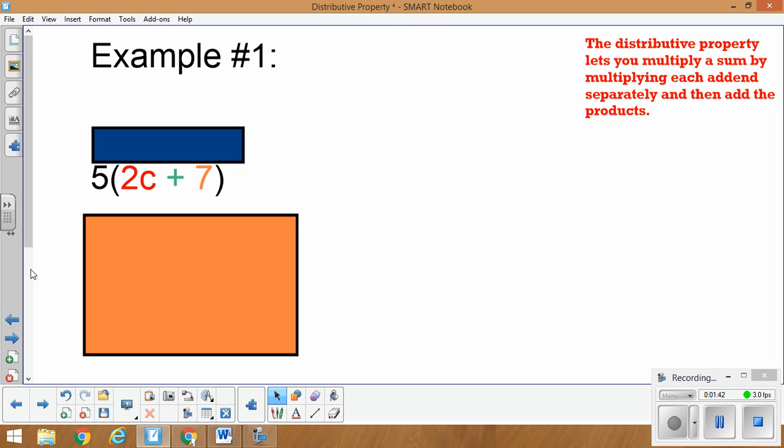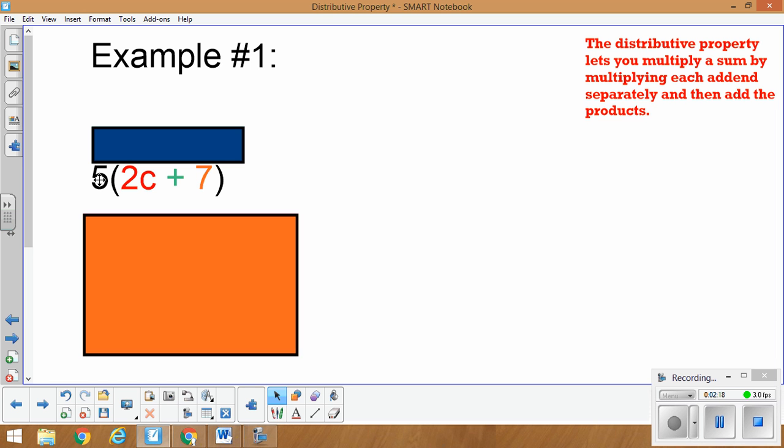So for this series, we are going to do another 5 examples. And I included the definition of distributive property on the top just so you can learn it and remember it, because it is a pretty unique definition. So the distributive property lets you multiply a sum by multiplying each addend separately and then add the products. Just a little note, you can't always add the products, so you might want to put in parentheses if possible.